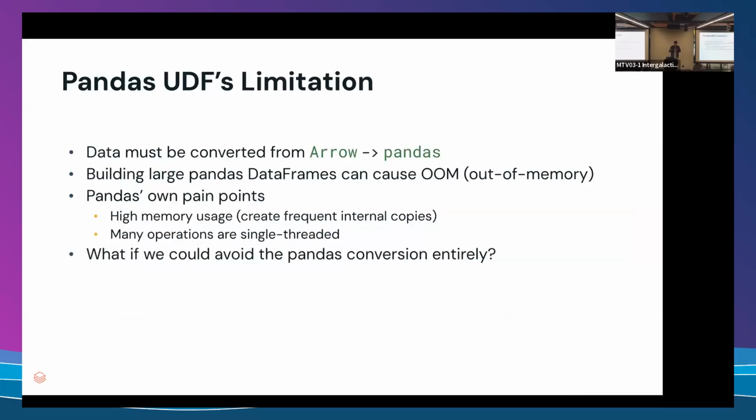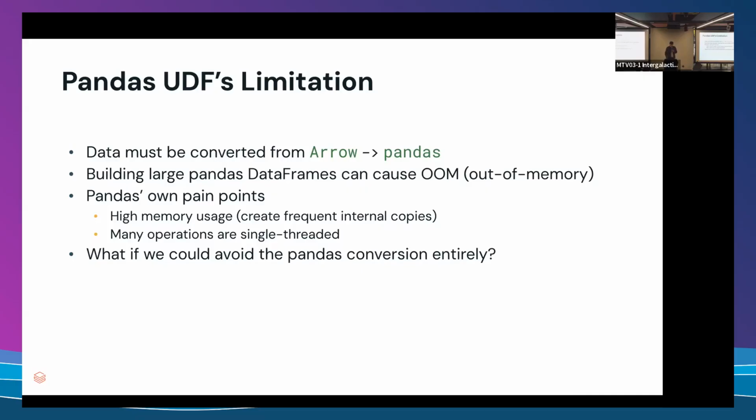However, Pandas UDF has its own limitations. The data would be copied into a Python process, and then we need to convert it into Pandas format, which basically uses the NumPy data format. And this conversion takes a lot of memory, and sometimes easily causes OOM issues. In newer versions of Pandas, they are trying to adopt Arrow as a backend, so that the conversion can be eliminated. But there are many types that are not supported in Pandas using the Arrow backend. So what's the problem here? Pandas has high memory usage, and also a lot of operations are single-threaded.